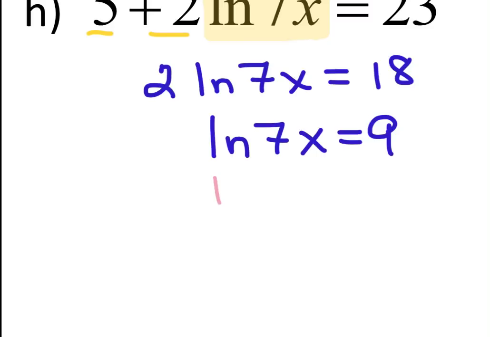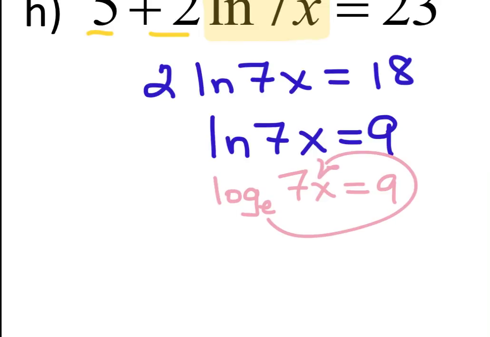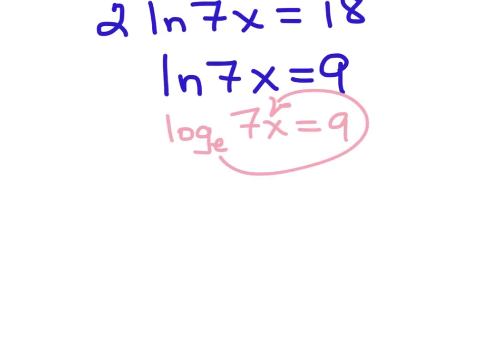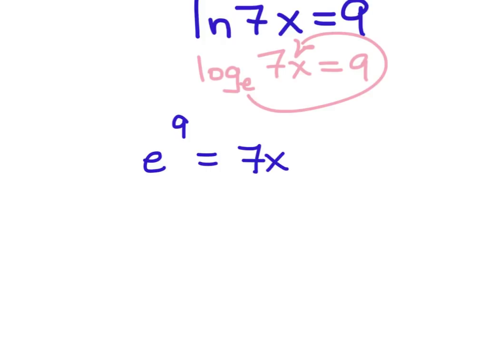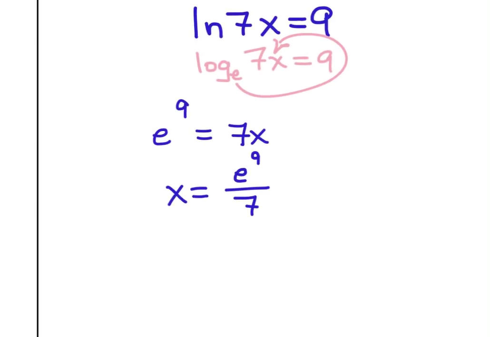And remember that your thinking here is that this really says log base e of 7x equals 9, and just rewrite that as e to the 9th power equals 7x. And in order to type this into my calculator, I'm going to type in e to the 9th divided by 7. When I type that in, I should get that x is equal to 1157.58.